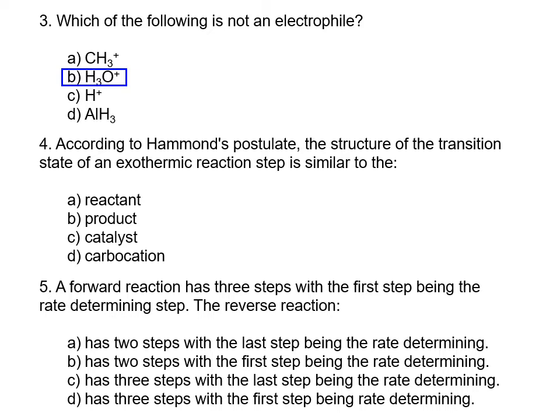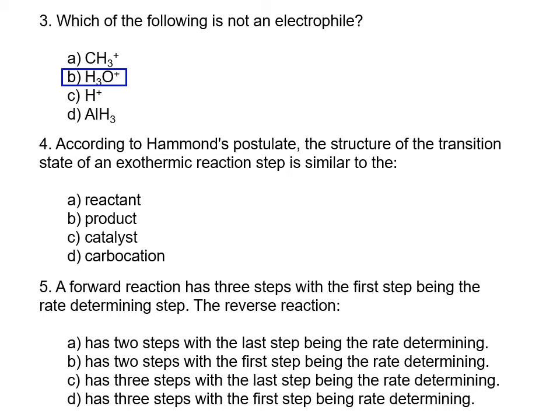We should double check and also look at answers C and D. C is proton. Proton obviously has an empty orbital. There are no electrons on a proton, on a hydrogen nucleus. And finally, D is aluminum hydride. There is only a sextet of electrons on aluminum, which means that it's 2 electrons short of an octet, or it has 1 free orbital. So the correct answer is B.